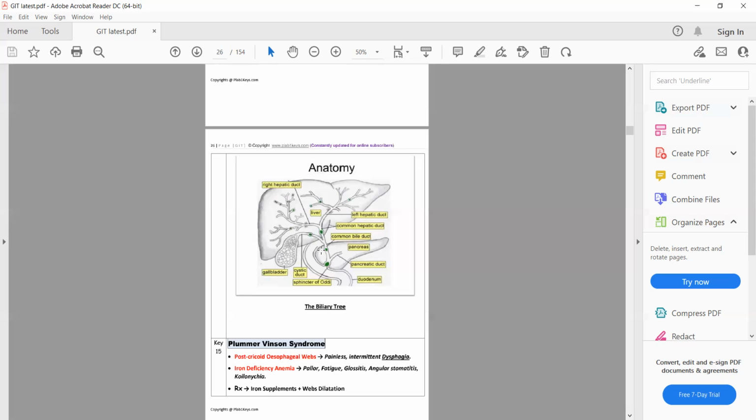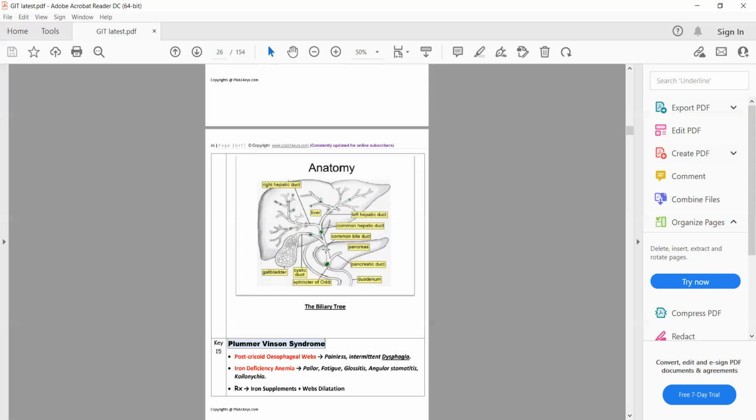Up till this point, is it clear to everyone? Does anyone want to ask any question? Yeah, it is clear so far, but why, if the stone is impacted in the common bile duct, do we have to do the cholecystectomy? I mean, what's the reason?